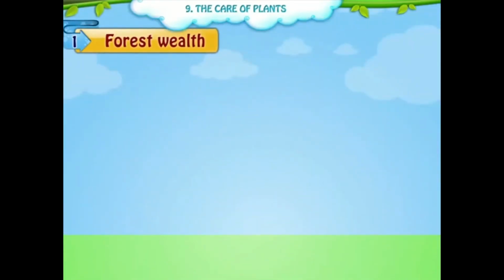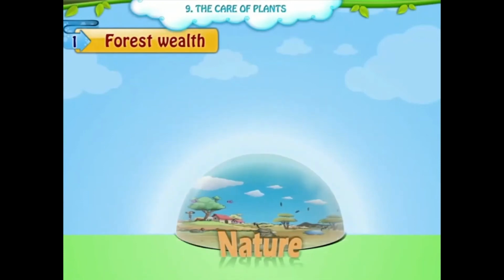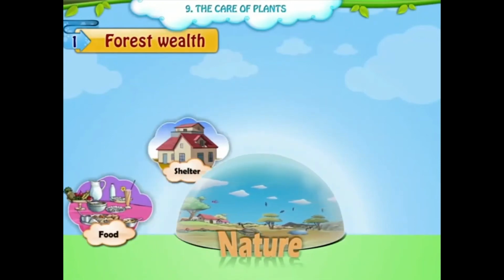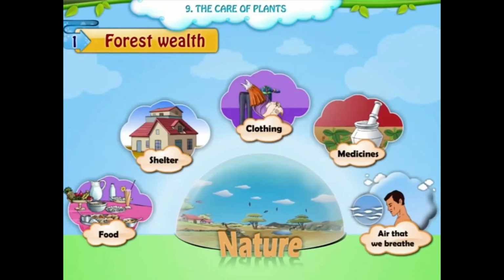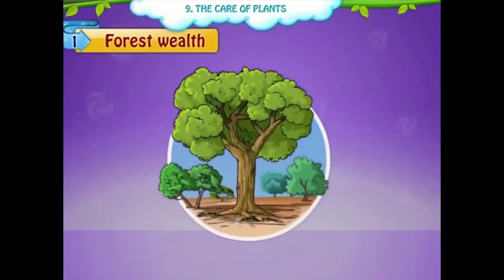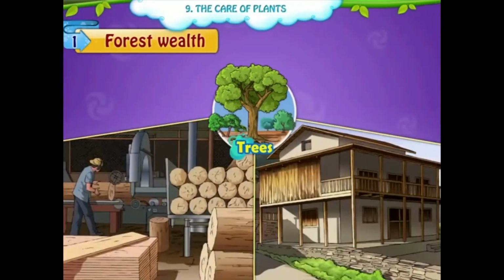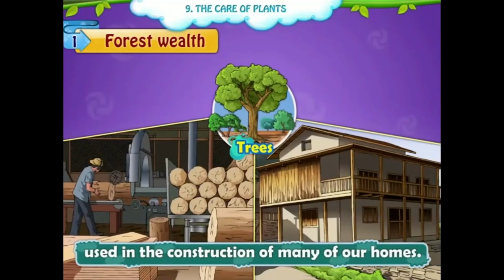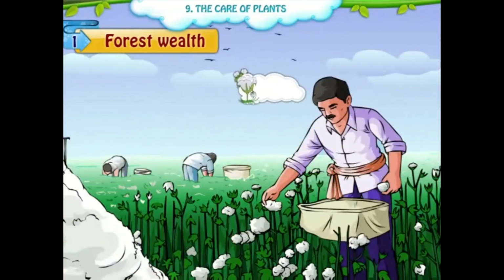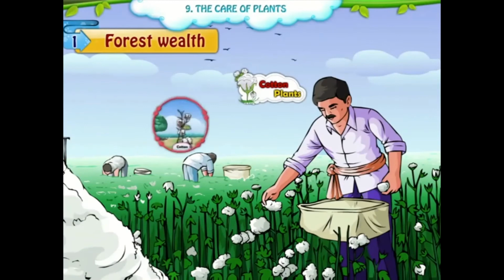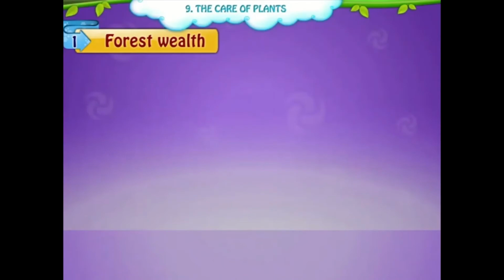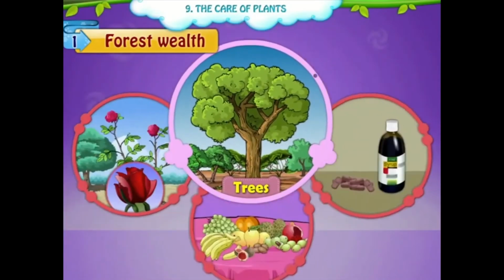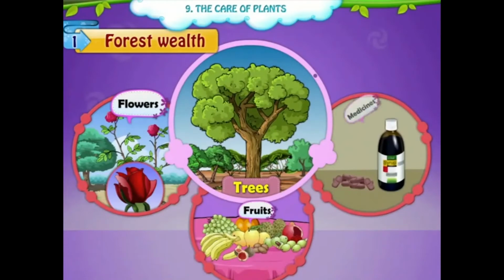1. Forest wealth. Plants provide us with food, shelter, clothing, medicines, and even the air that we breathe in. The timber from trees is used in the construction of many of our homes. Cotton plants provide us with cotton, which we use to make clothes. It also gives us flowers, fruits, and medicines.